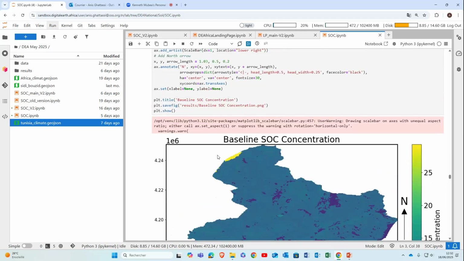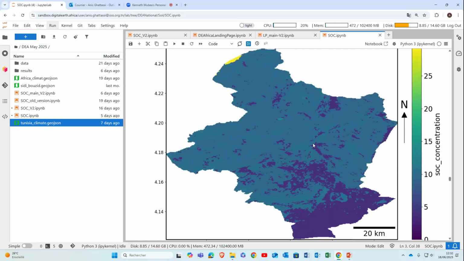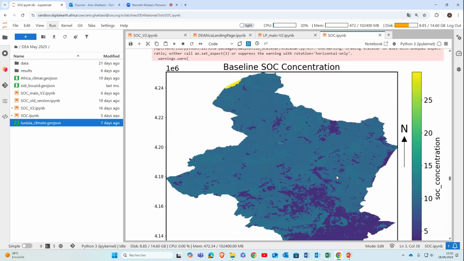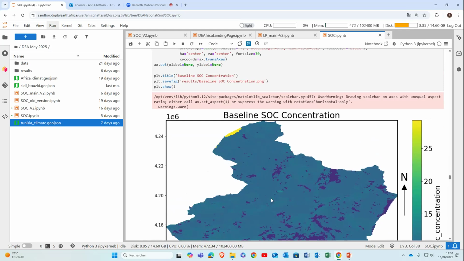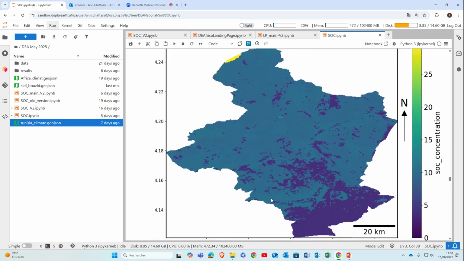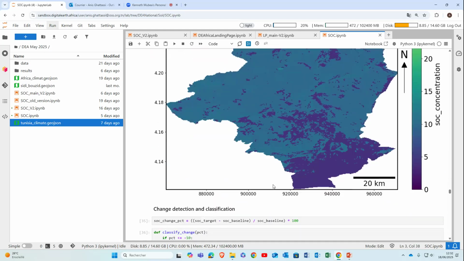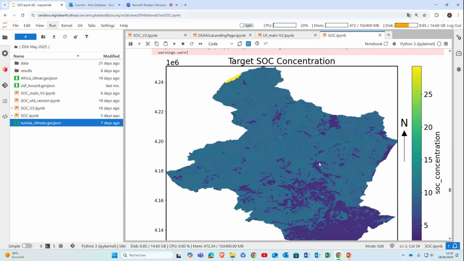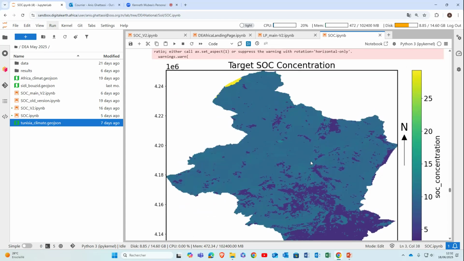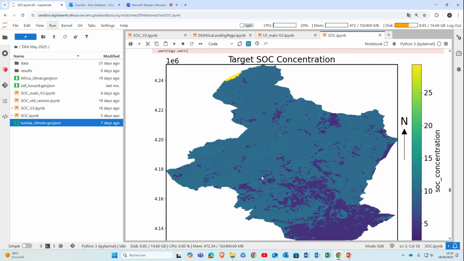First is related to the baseline soil organic carbon concentration, as you can see here. This shows the concentration, as I said, for the area of study for the period from 2002 to 2013. And the second one is relevant to the soil organic carbon concentration for the target period. This shows the soil organic carbon concentration from 2014 to 2019, which is the target period selected for this case.